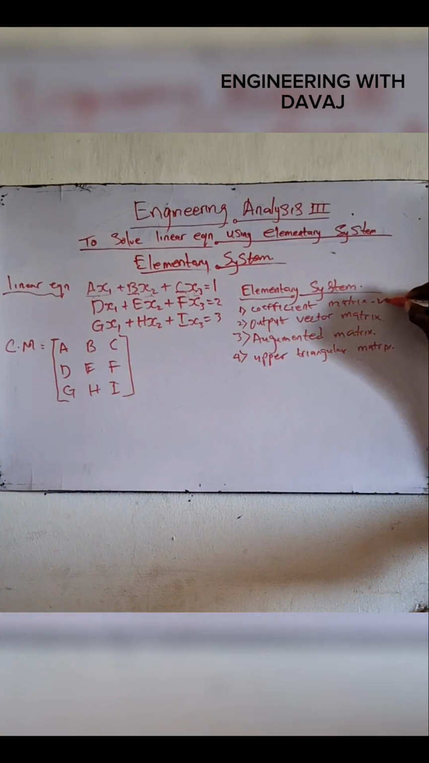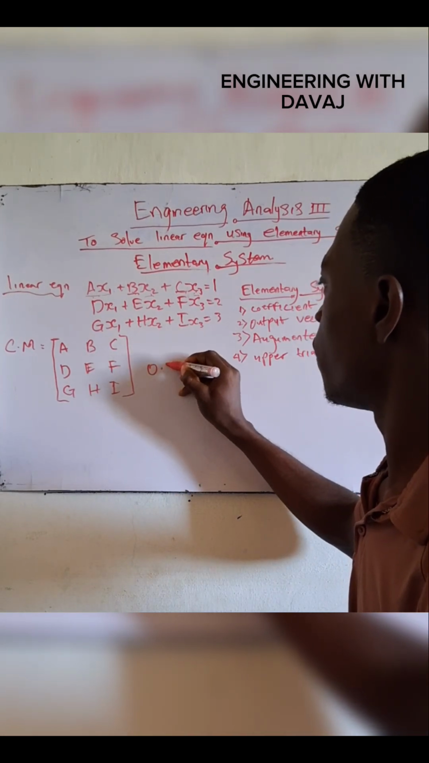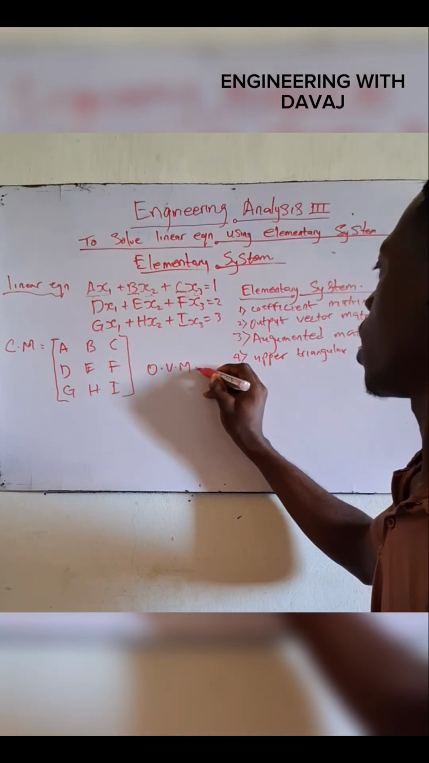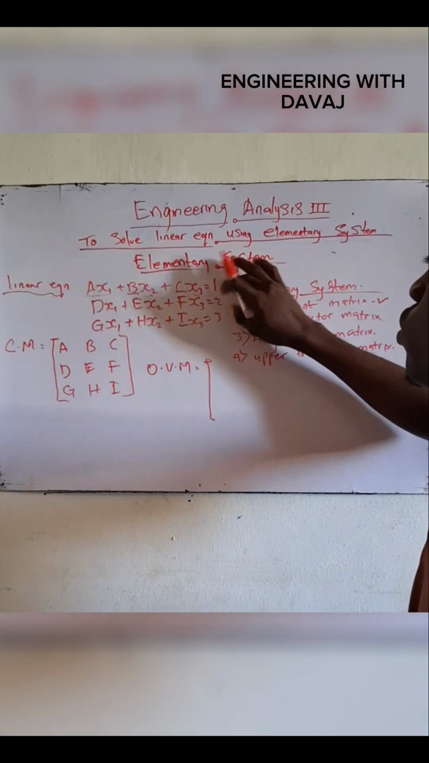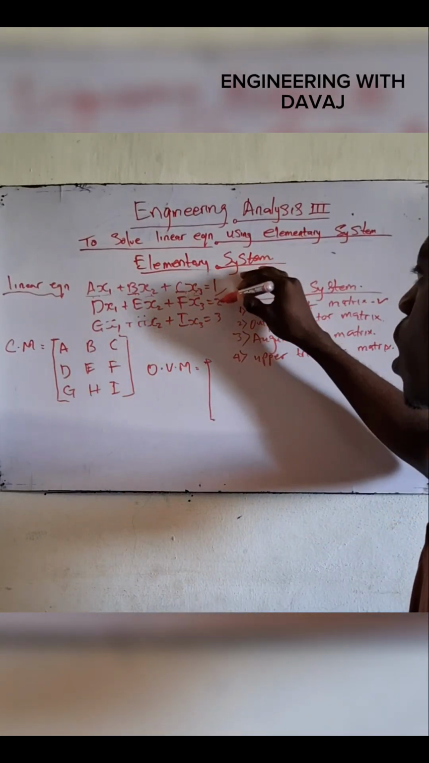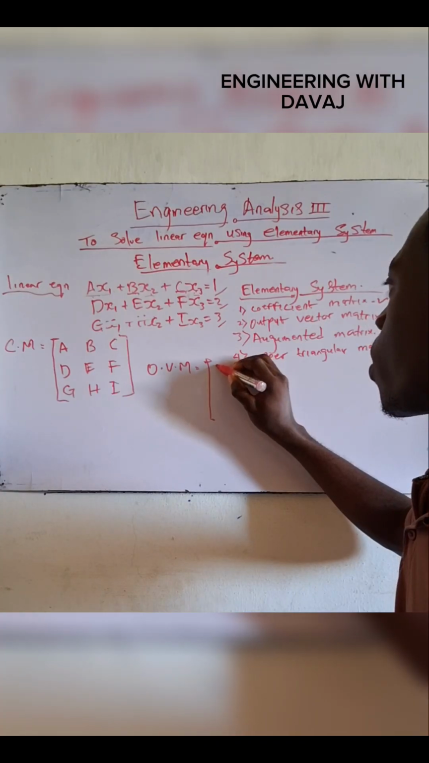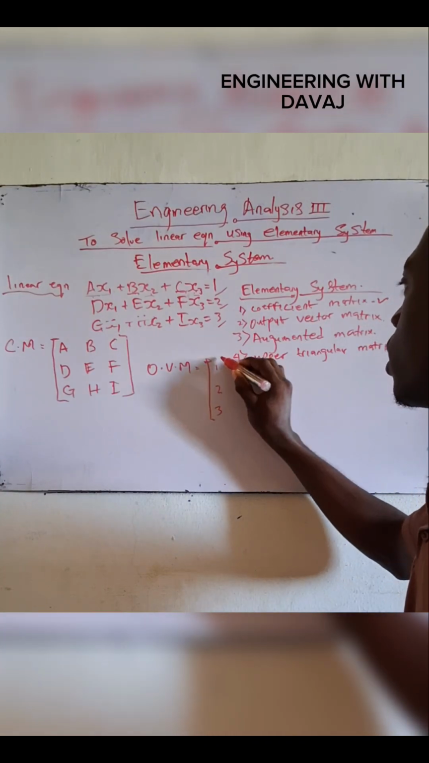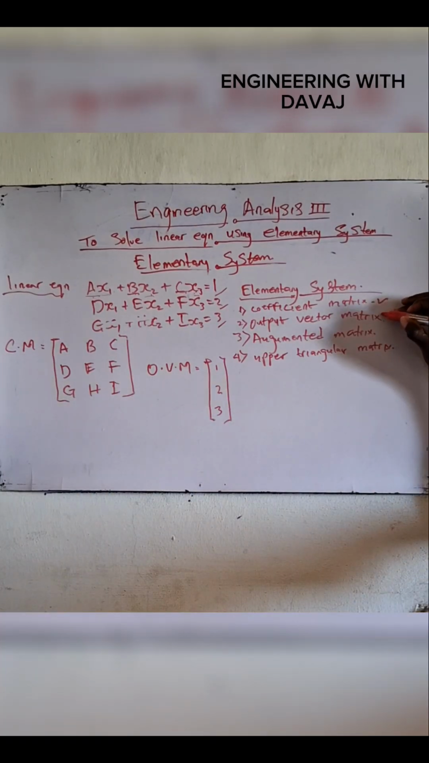After we are done writing the coefficient matrix, the second step is writing out the output vector matrix. So how do we write the output vector matrix? This equation is equal to this, this equation is equal to this, and this equation is equal to this. So my output vector matrix is 1, 2, and 3. So we are done with the second step.